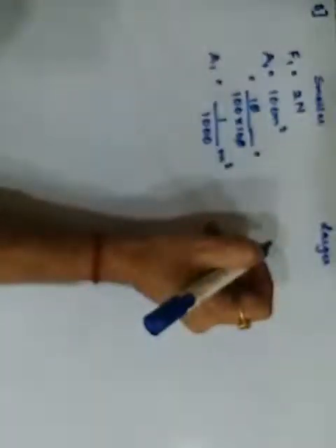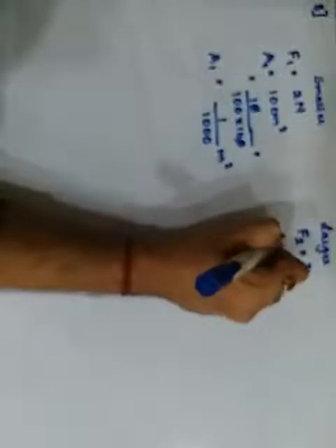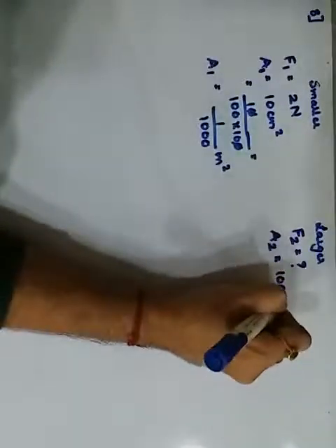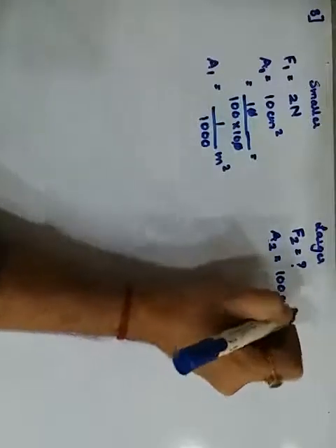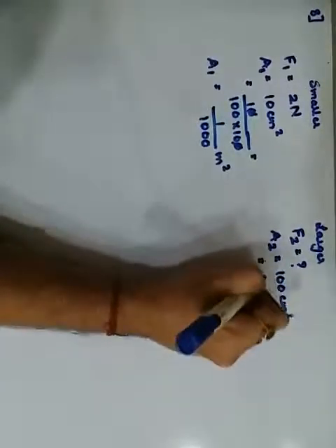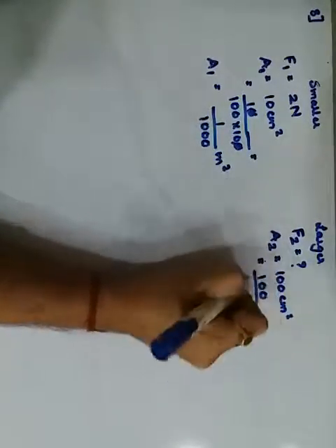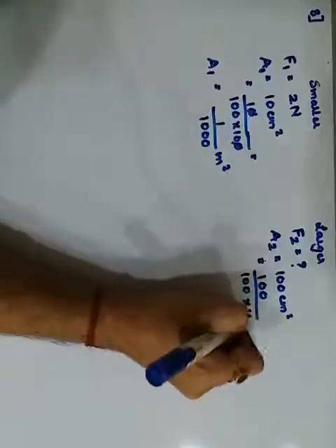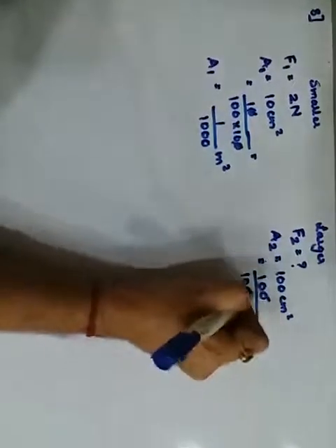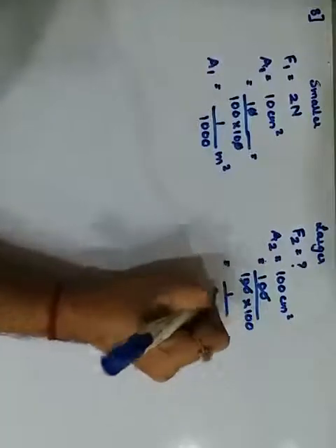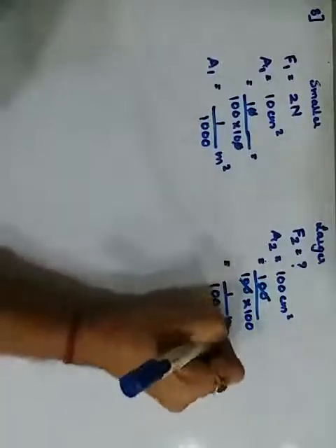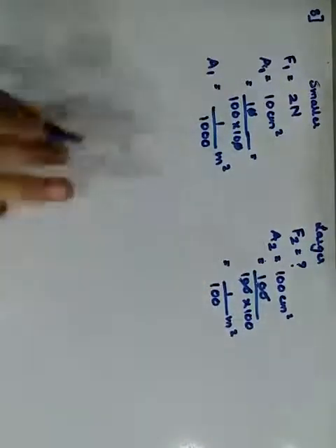For the larger piston, what is the force obtained? So what will be the force? F2 will be how much, on its piston whose area, that is A2, is given to be 100 centimeter square. Converting this into meter square, again I divide by 100 and one more 100. So 100 and 100 cancel. What we are left with is 1 upon 100 meter square. Okay, so this is the data that we have.